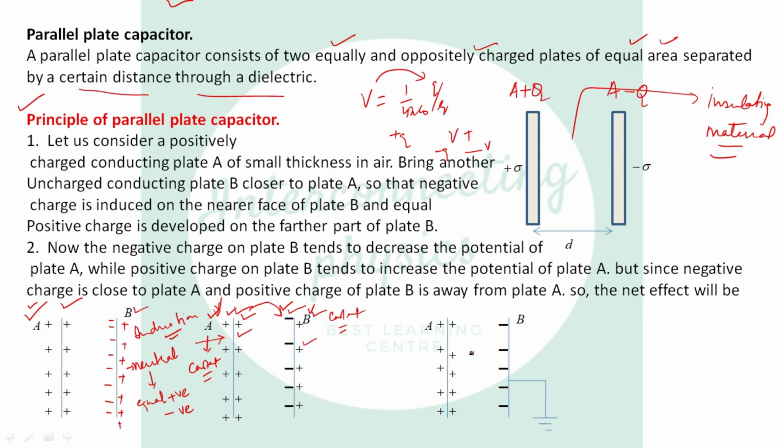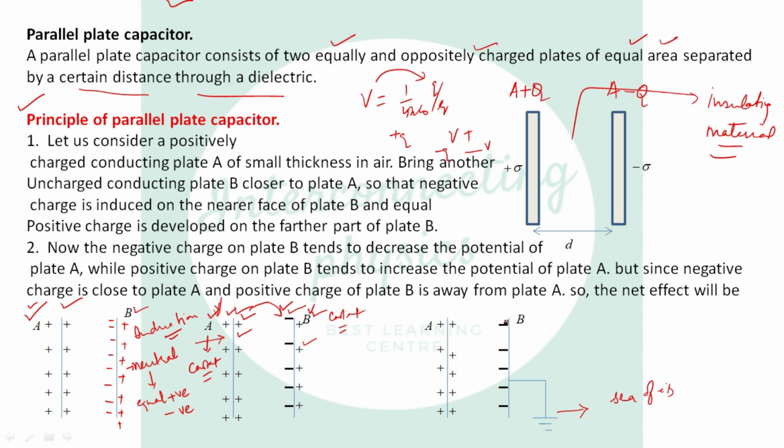Now, in the third step, plate B will be connected to ground, and this is earthing, and this is a sea of electrons. So what will happen? Each positive charge will be neutralized by an electron coming from the ground. So overall plate B will become negative. So it will decrease the potential of A, because the positive charge which was trying to increase the potential of A now gets neutralized by the electrons coming from the ground. So the overall charge on plate B is negative now.